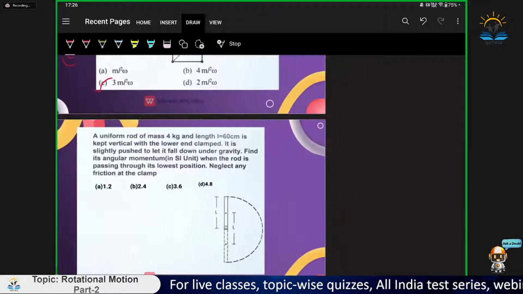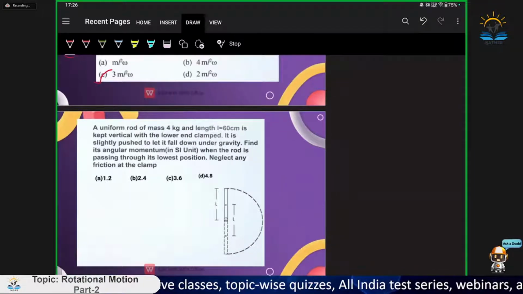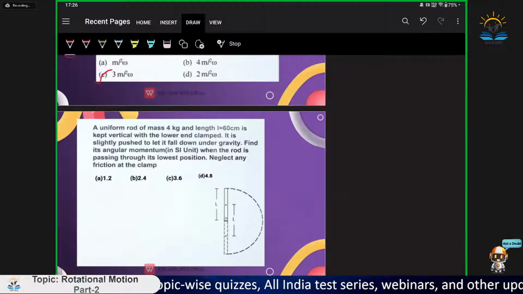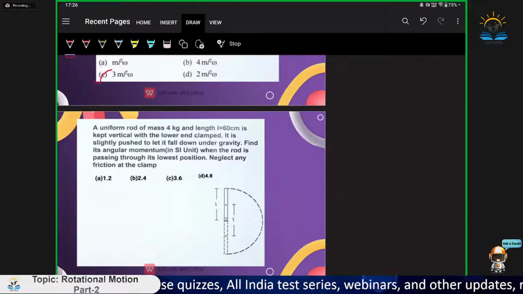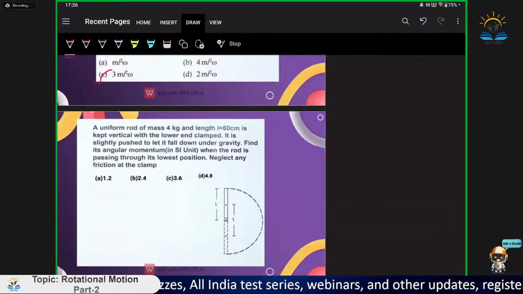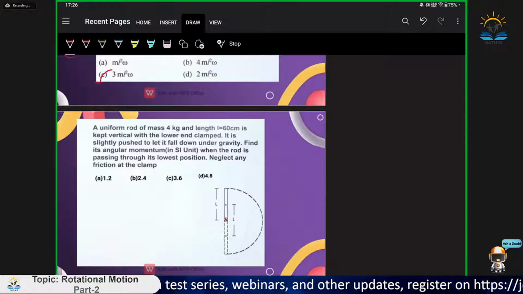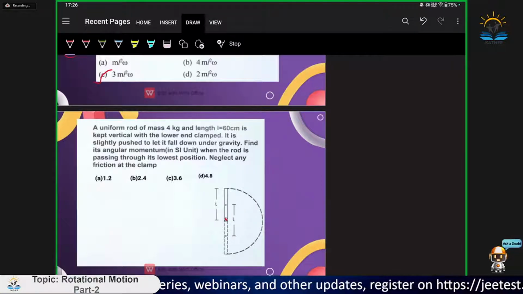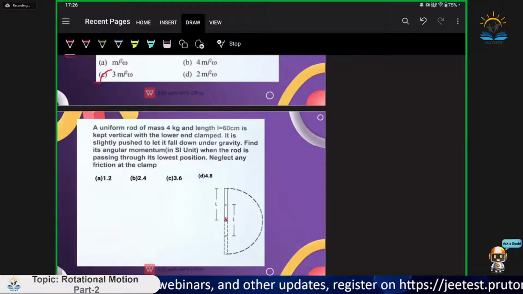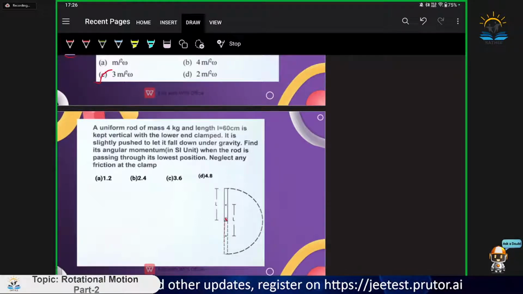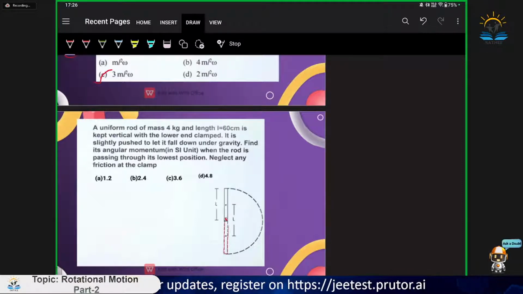Let's solve this question. A uniform rod of mass 4 kg and length L equal to 60 centimeter is kept vertical with the lower end clamped. It is slightly pushed to let it fall down under gravity, right? Find its angular momentum when the rod is passing through its lowest position. When the rod reaches the lowest position, we have to find the angular momentum.